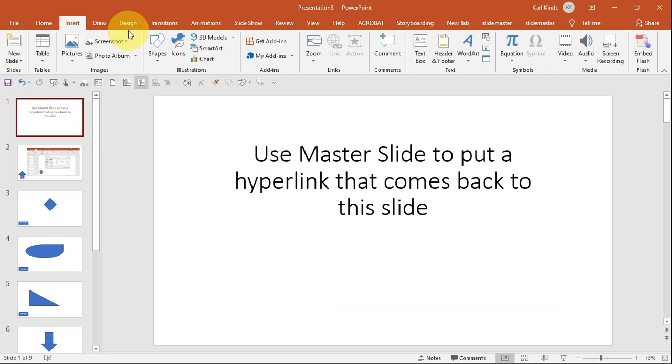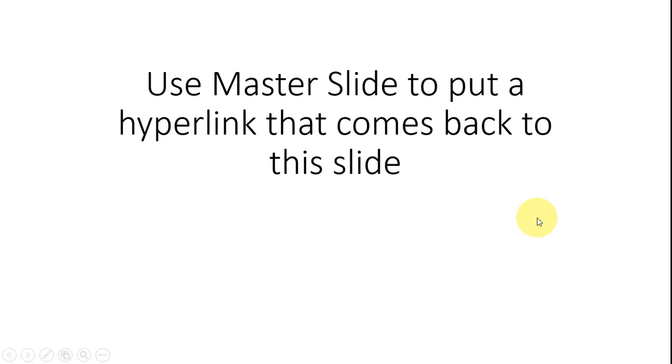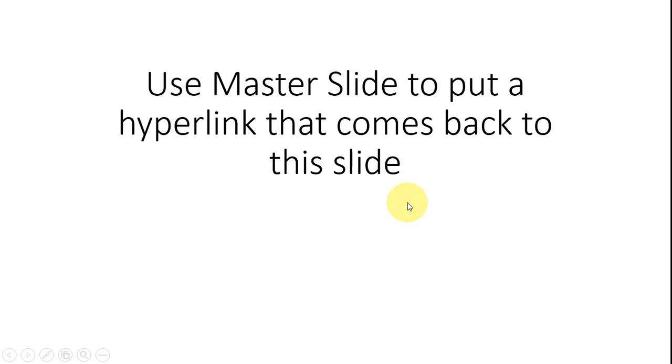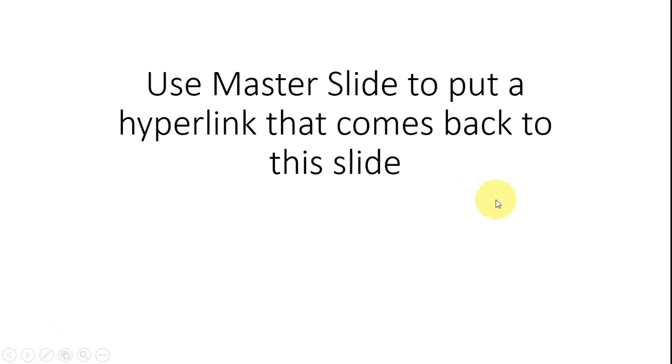So I'm going to go ahead and do the slideshow from current slide, and I can click through, and this is a hyperlink automatically put on any slide, and it goes back to the first slide or whatever slide I want. And I click down, here's a different one, go to the first slide, it goes back as well. So how do I make use of this then?